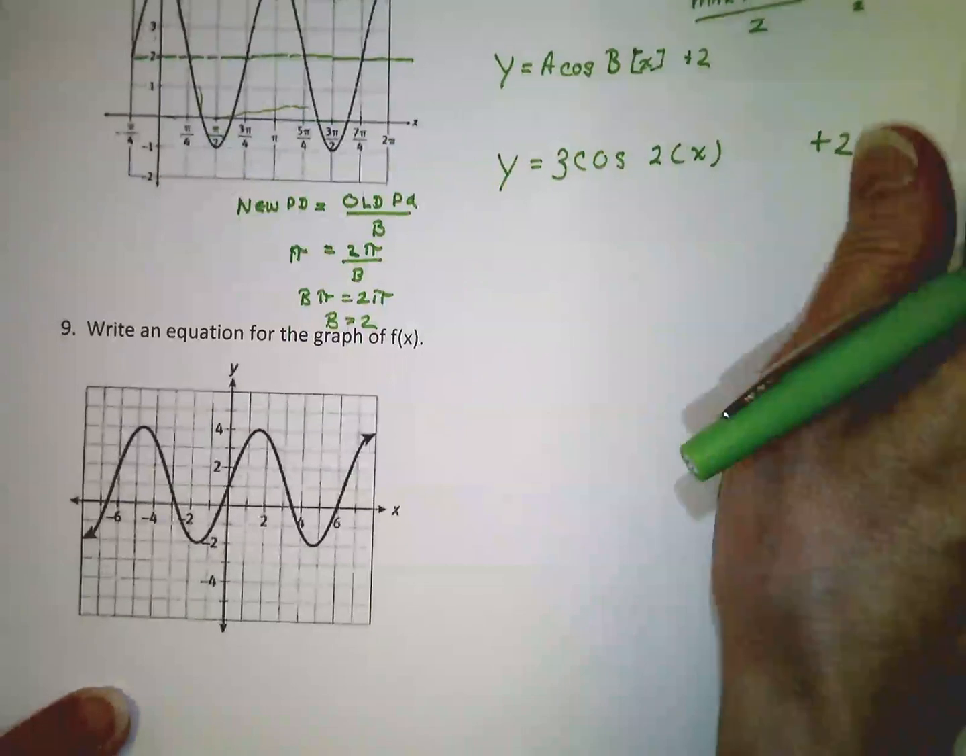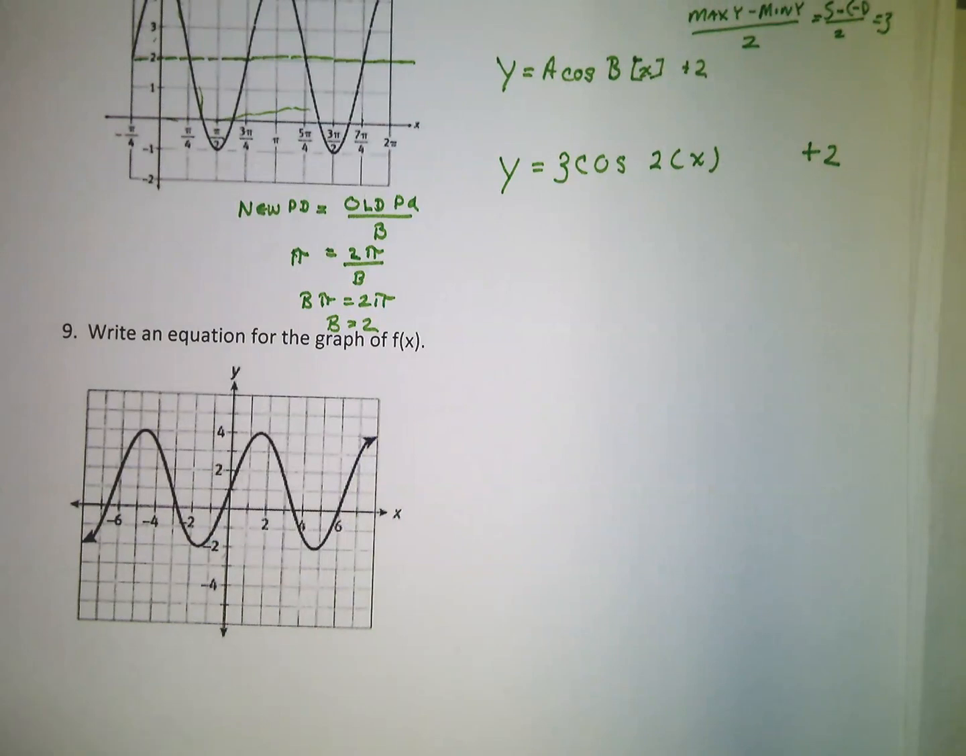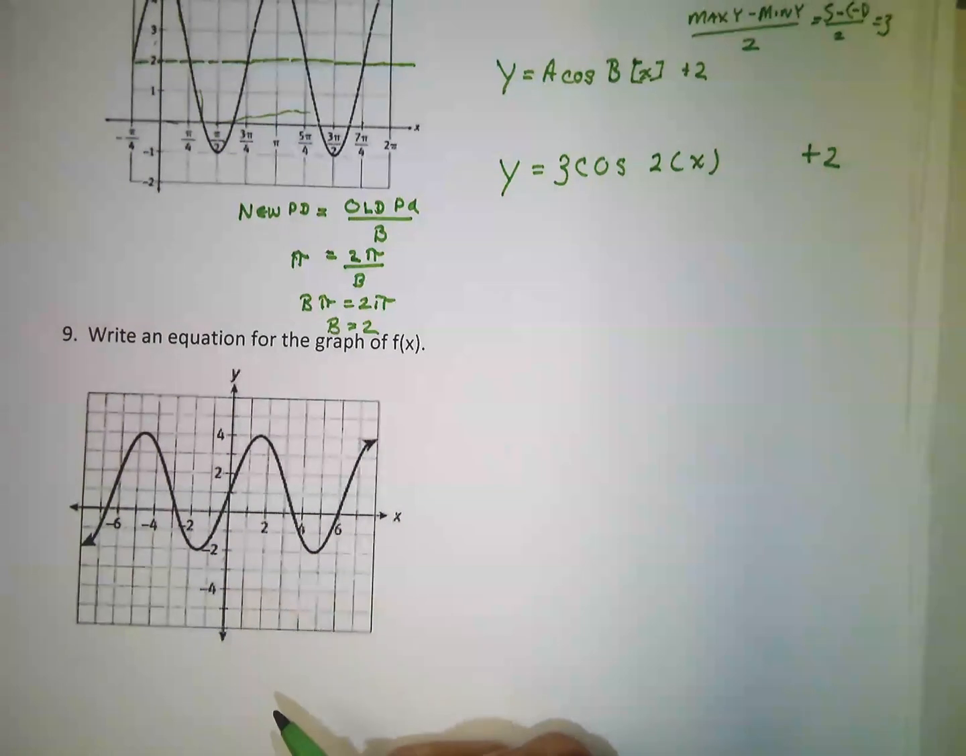One more of these. Once again, we have our choice. We can choose a sine graph or a cosine graph. For all of these, you can pick either a sine graph or a cosine graph, whichever one looks like it's going to be easier.